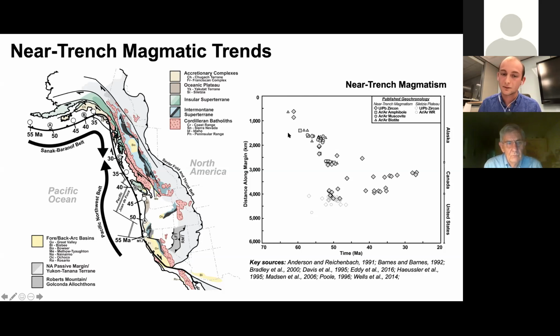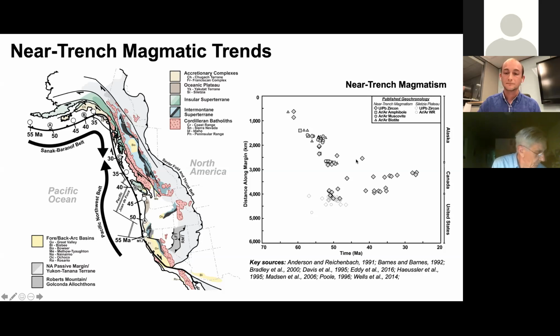On the right here, we have distance along the margin plotted against time, where 0 represents a little west of Sanak Island, and 6,000 here is in Southern California. So what we can see is that this broad group of near trench magmatism represents that Sanak-Baranoff suite of intrusives. And we can see as they broadly young from west to east and from north to south, and make a very distinctive trend here.